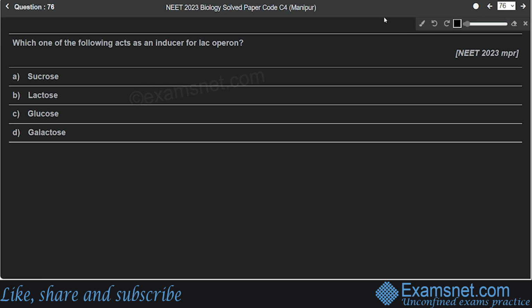Question number 76 is from the chapter Molecular Basis of Inheritance, and the question is which one of the following acts as an inducer for lac operon? So what is a lac operon? It is an operon that is required for the transport and metabolism of lactose in E. coli and some other bacteria. Okay, so lactose acts as an inducer for lac operon. So option B will be the correct answer.